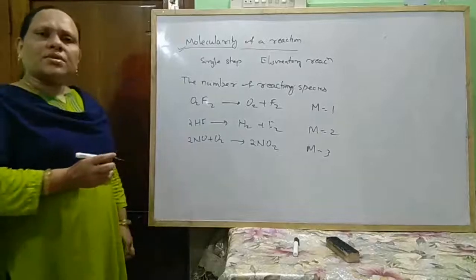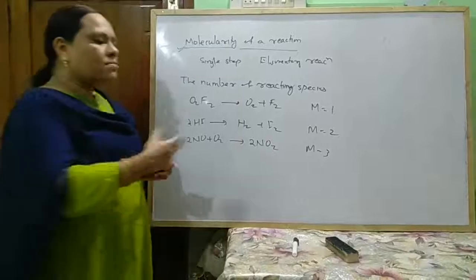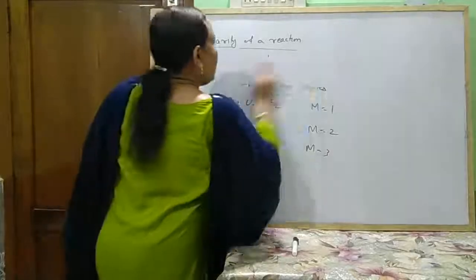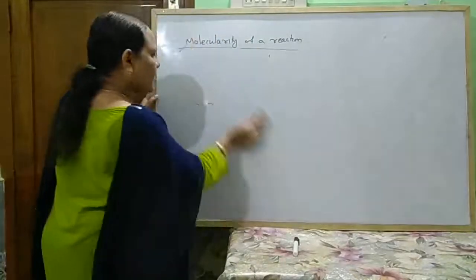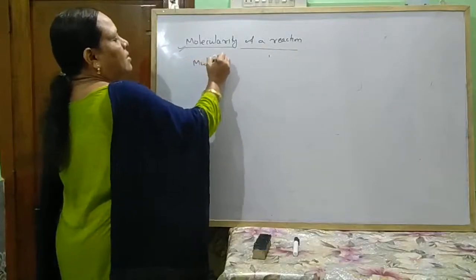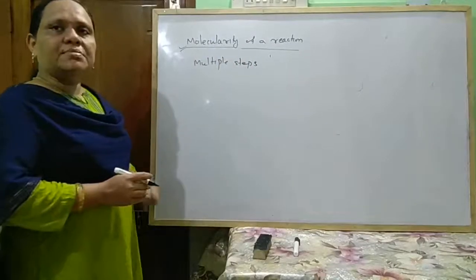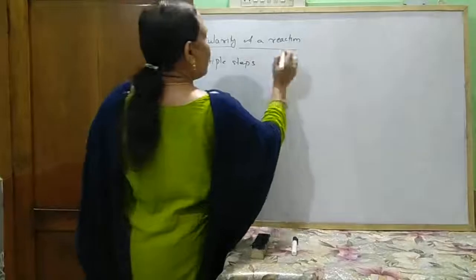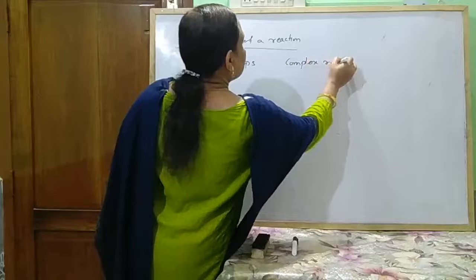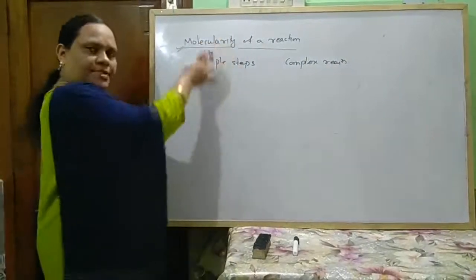But there are some reactions which do not take place in a single step. Those reactions take place in multiple steps, instead of a single step. That reaction is known as a complex reaction. So for these complex reactions, the reaction generally takes place in different steps.